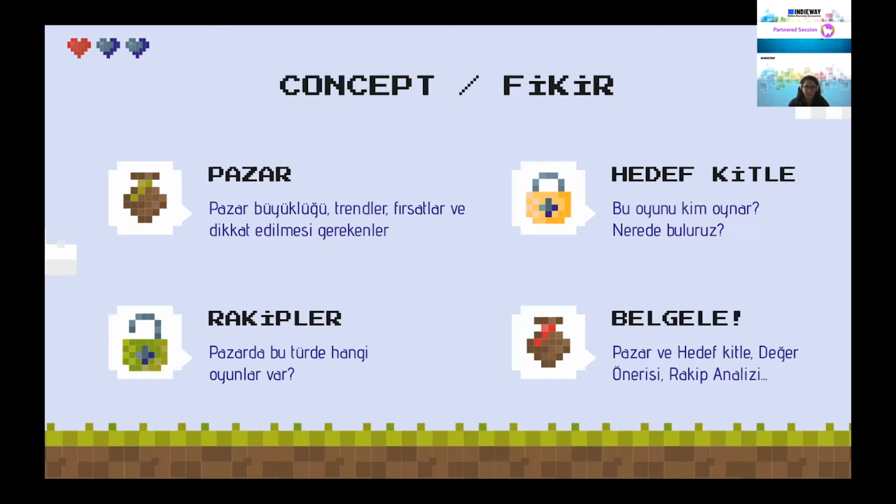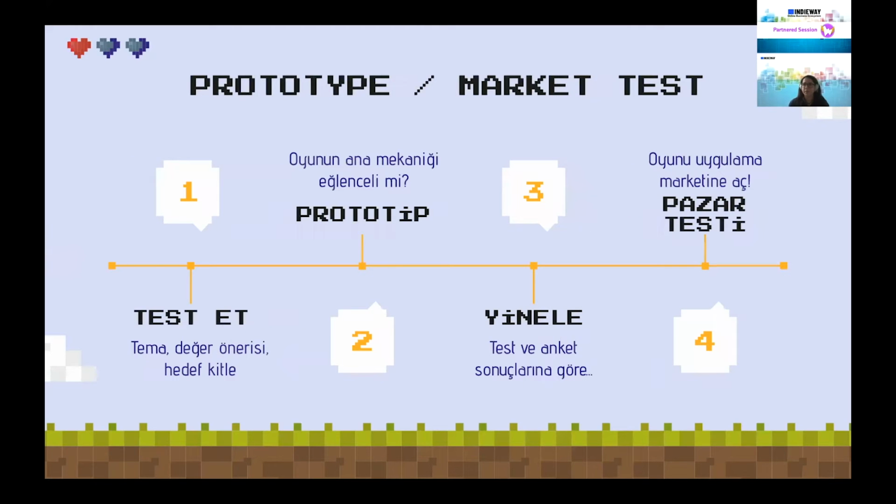When you complete all these steps, it means that you are ready for the next step, which is prototype and market test. For the prototype phase, you can test the value proposition of the game. You can test the marketability. Target audience, would they be willing to play your game or not? You're trying to get an answer to this question.